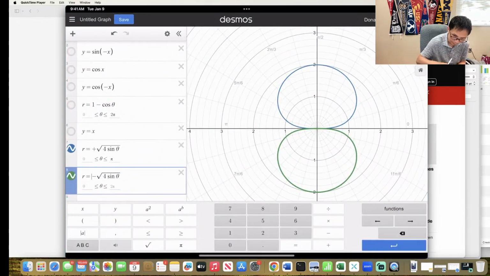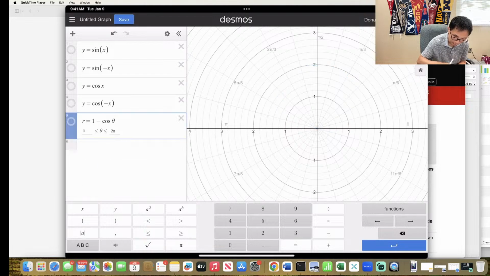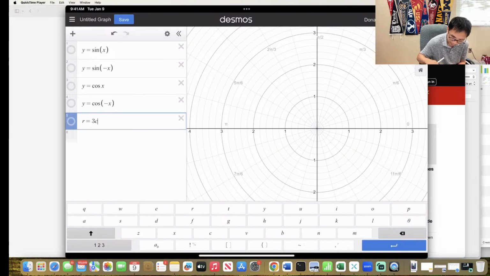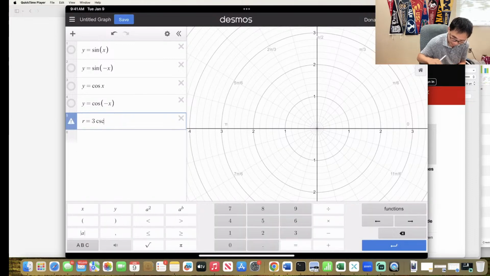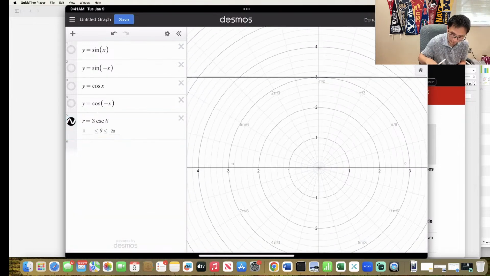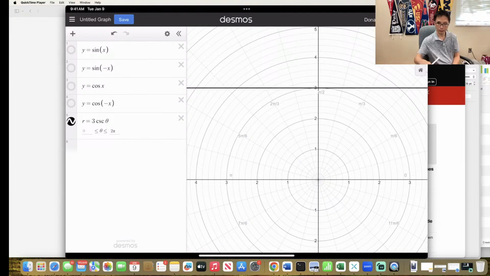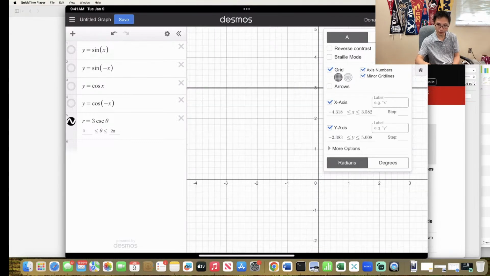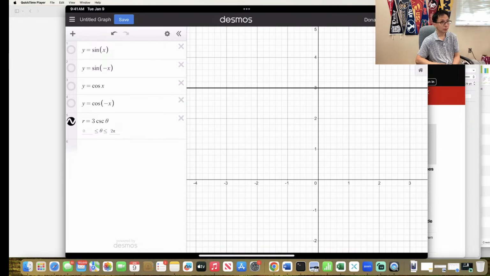So look at it. Let's just say r equals 3 cosecant of theta. And if I graph that, I get a straight line at 3. Look at this. I got a straight line at 3. Even though it's a polar equation, you know, it's always like circle, circular, but it's not. It's actually 3 cosecant theta. Does that make sense or no?